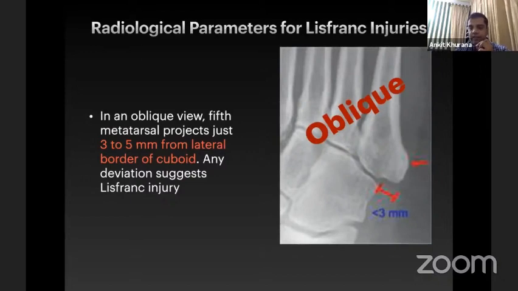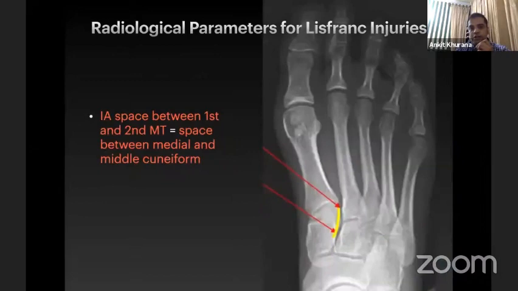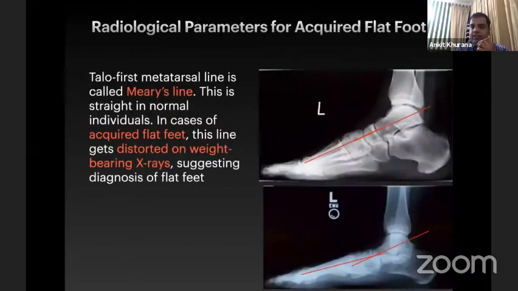If there is disruption, it indicates a subtle marker for Lisfranc injury. Similarly, an important radiological marker for Lisfranc injury is the fleck sign that is seen between the bases of the first and second metatarsal, which is basically an avulsion of the Lisfranc ligament. One should also look at the intra-articular space between the first and second metatarsal, which should be equal to the space between the middle and medial cuneiform. Any disruption indicates a Lisfranc injury.